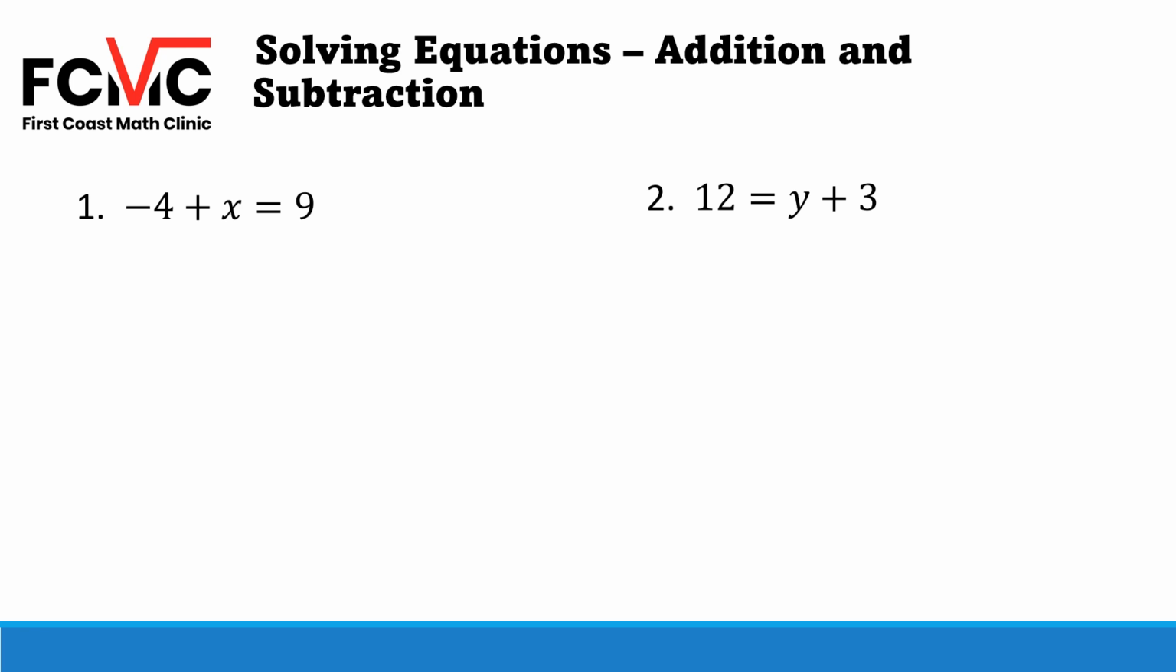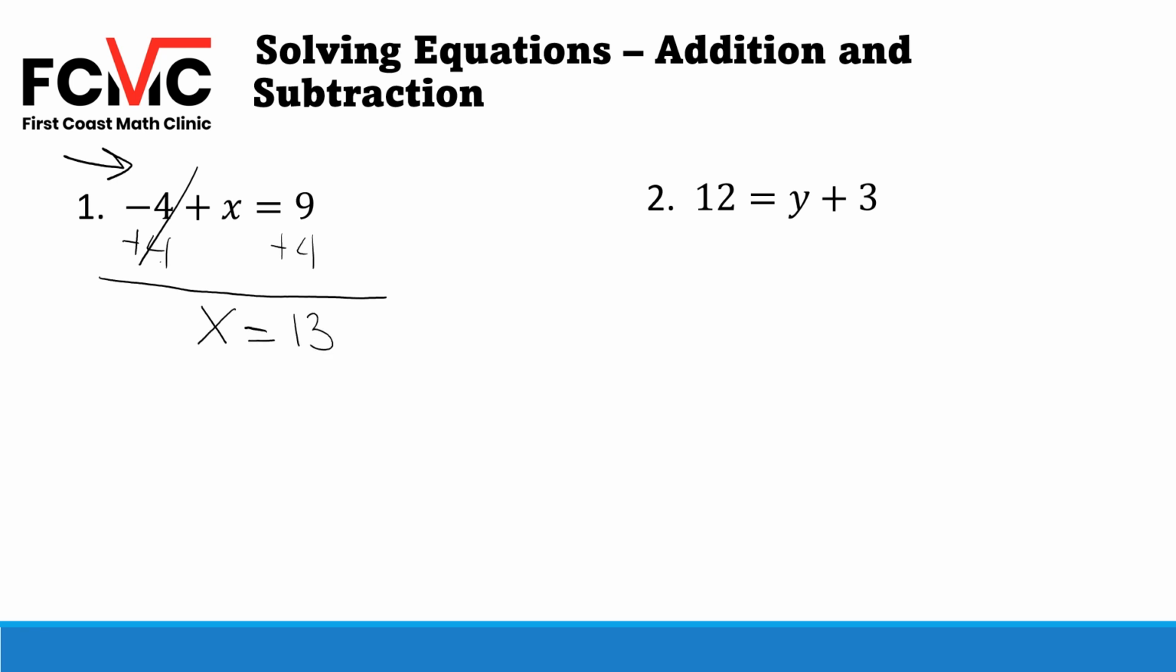Starting with addition and subtraction. So we know we want to get the x by itself, the variable by itself. So we have to use our inverse operation, reading our equation left to right. All right, we've got a minus sign on that 4. We're subtracting the 4. So I want to add 4 and add 4. -4 plus 4 gives us 0. So those 4's cancel out. And I get x equals 13.